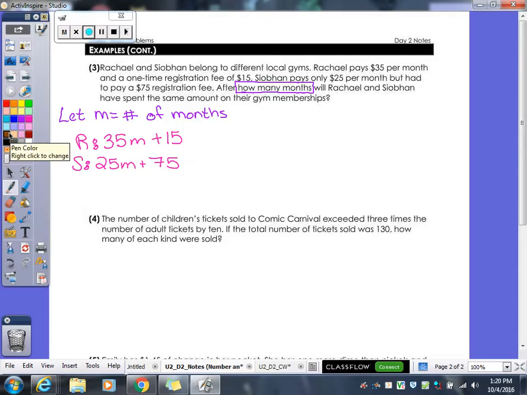So they want to know when they would have spent the same amount of money on their gym memberships. So what do you think I need to do with these 2 expressions here? We're looking for when they spent the same amount. Another word for same would be equal. So what should I do with these? Set them equal to each other. We're looking for when they're equal. They're the same amount when they're equal.